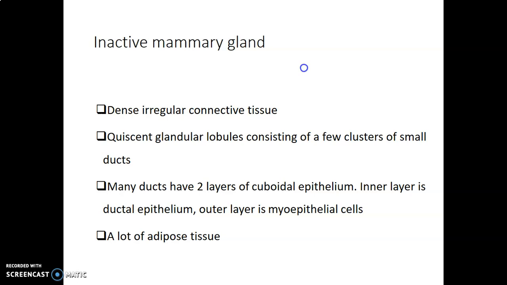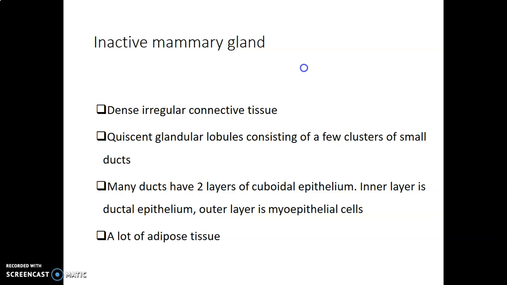Then we have an inactive mammary gland. In an inactive mammary gland, the gland is not producing milk, so you will have more of the stromal tissue than the glandular portion. So the parenchyma will have more stromal tissue than glandular portion. So you'll see abundant adipose tissue, and the dense irregular connective tissue will be more. Then when you look at the secretory portion, the lobules will be quiescent. So the glandular lobules will be quiescent, they're not producing milk, so they will not have features of active protein synthesis, and the ducts will have less layers.